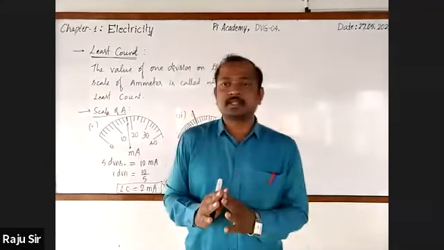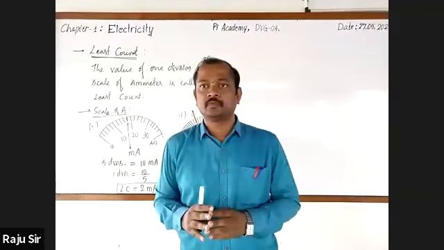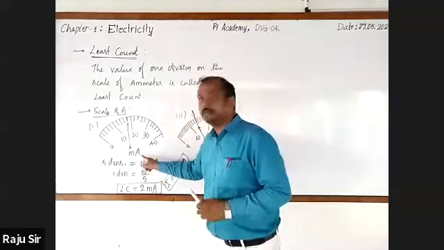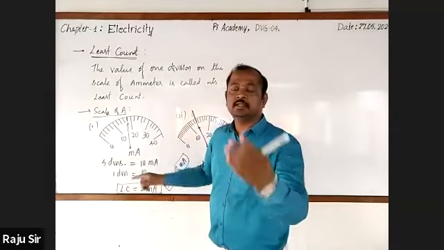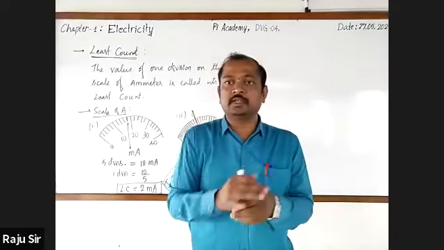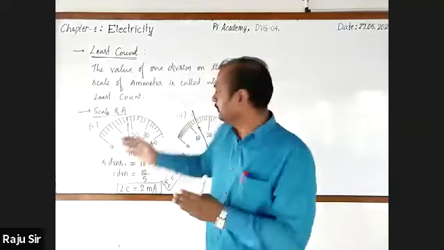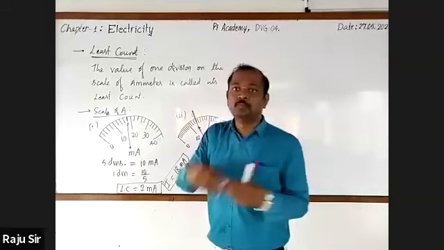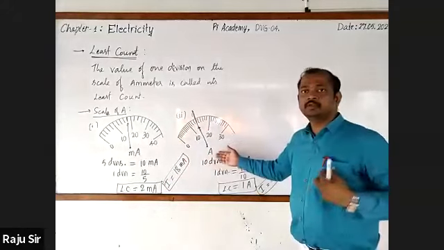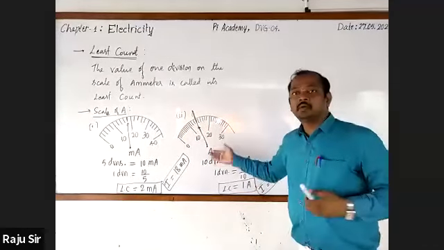Hope that this concept is clear to you. Sir, why not milliamp? Here it is milliamp. The reason is that it is to be mentioned in the ammeter only. When the current flowing in the conductor is small, then we use milliamps. If more, we go for using amperes.